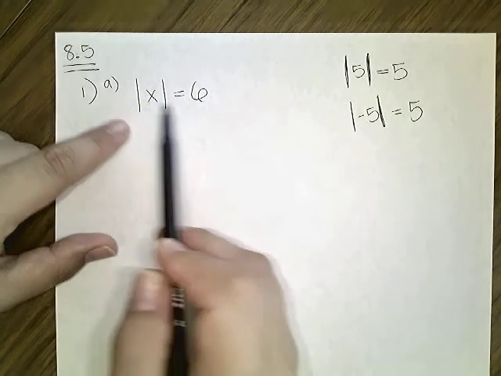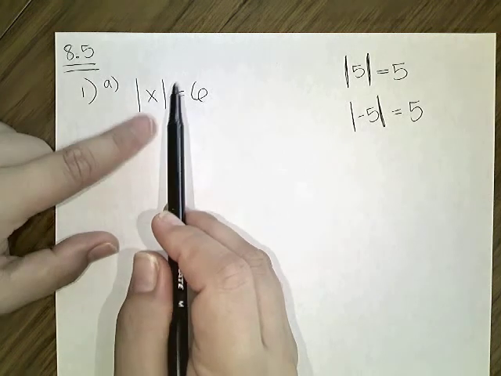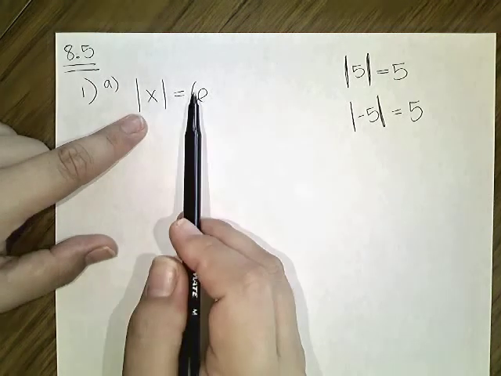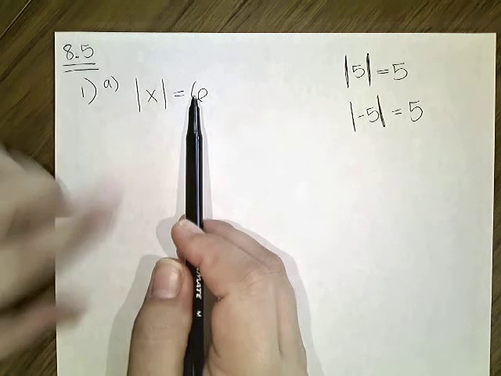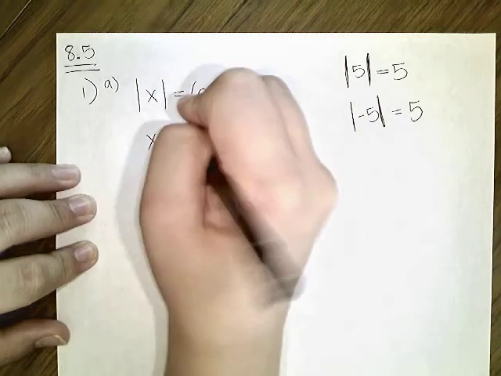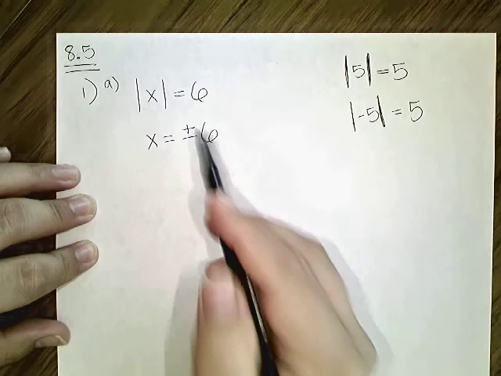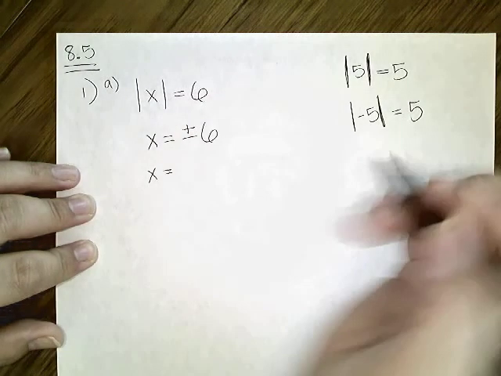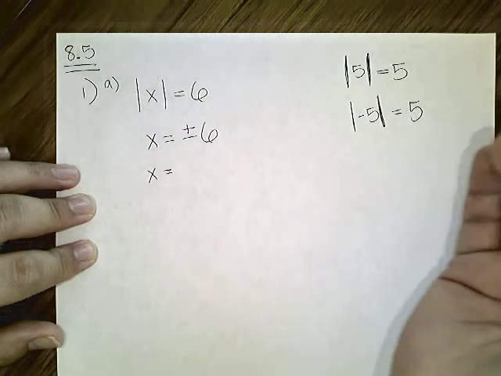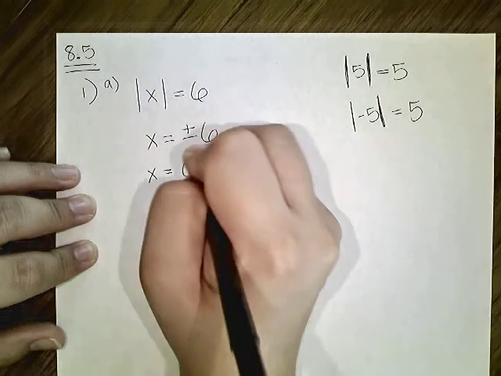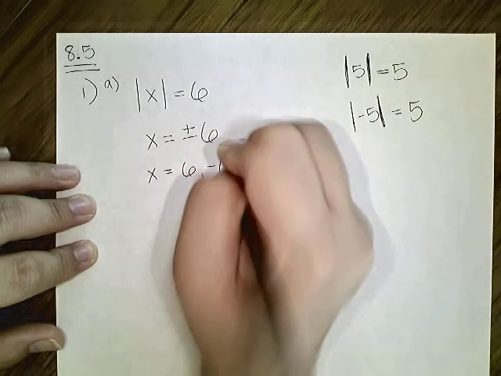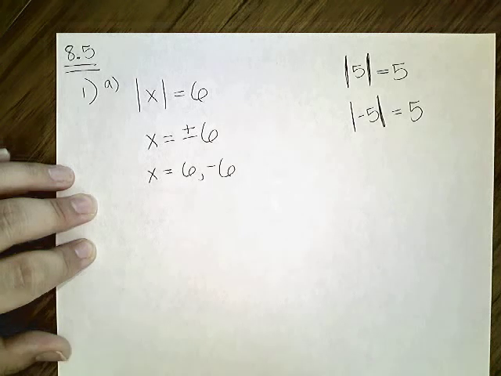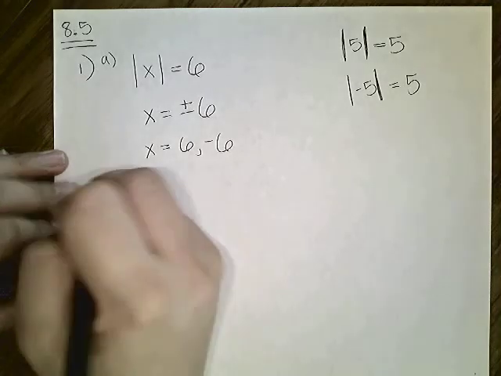Basically, what that does is, by taking the absolute values off, it tells us that x can be either positive or -6, which we can use the symbol plus or minus for, or my math lab might ask you to use a comma to separate the answers. If it does, then it would be 6, -6.